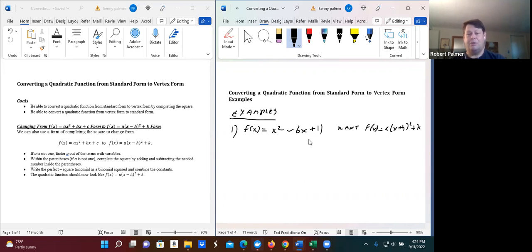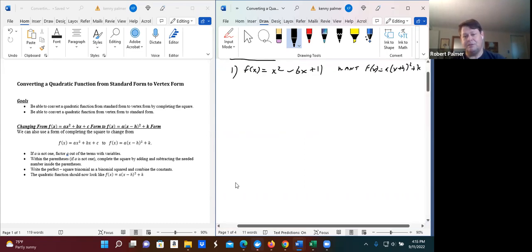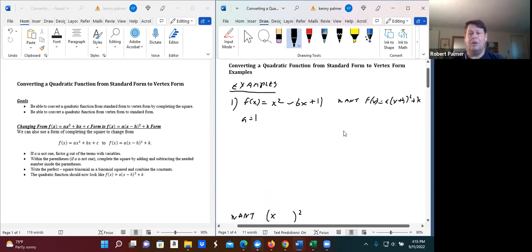So let's explain how we're going to do that. Remember, what we want out of this process is, for a here, our a is equal to 1. So x plus or minus something, and then plus something else. That's our goal. That's what we want to get to. Make it look like this. Now, how we're going to do that is once again a version of completing the square.